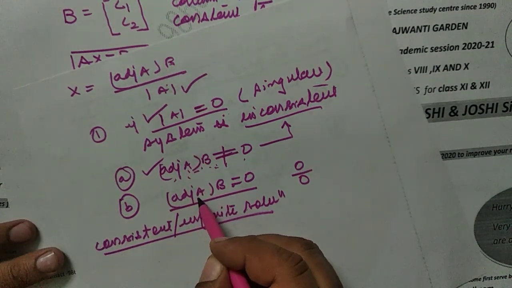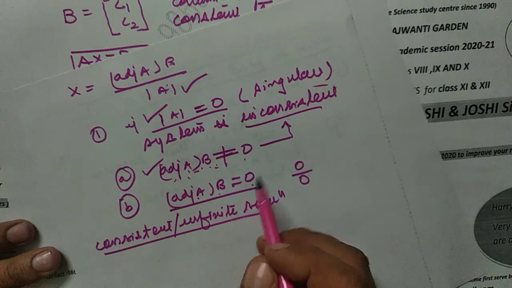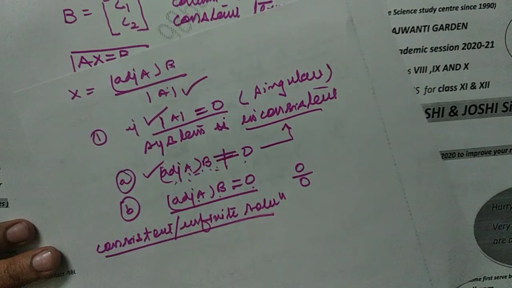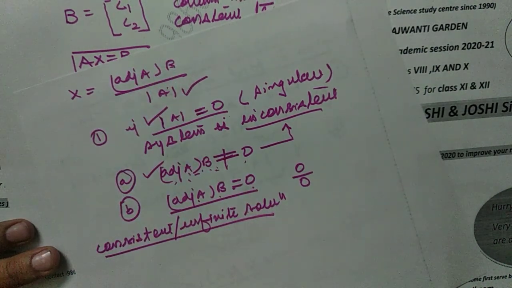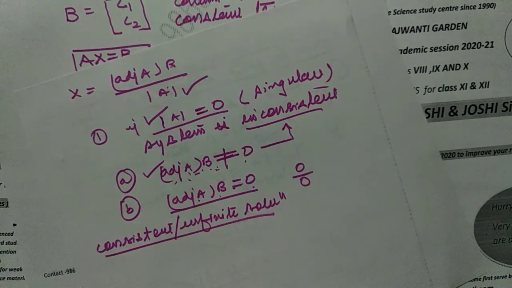But if numerator is also 0, adjoint of A into B is also 0, then it will be 0 by 0 form. In that case, it will be consistent with infinite solutions. So guys, what to do if determinant of A is equal to 0? In that case, before deciding whether system is consistent or inconsistent, you have to find adjoint of A into B. If adjoint of A into B equal to 0, then it is consistent with infinite solutions.